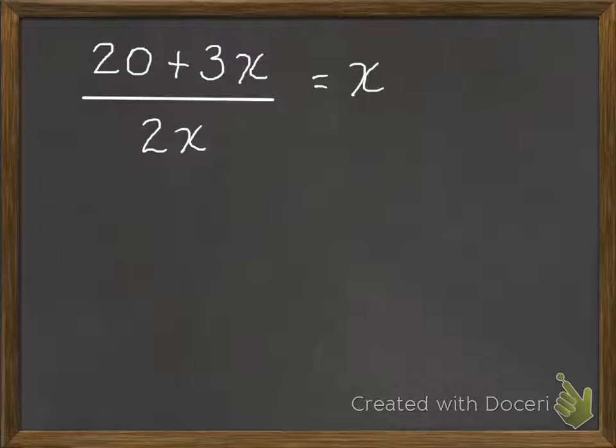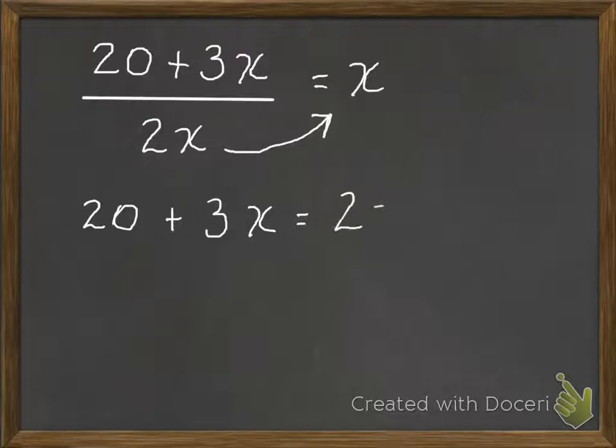When we get rid of this fraction here, and one way to do that is by cross multiplying, we get 20 plus 3x equals 2x squared. And as you probably saw, we can put this into ax squared plus bx plus c equals 0 form, which is the form of a quadratic equation.